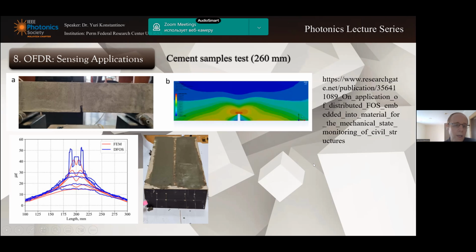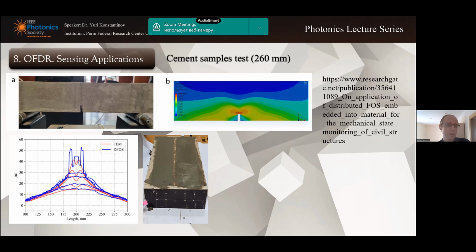And the same as before, they acquired the data with rather high resolution. They used the reflectometer, which allows them to acquire temperatures or strains. They don't separate temperature and strains yet.